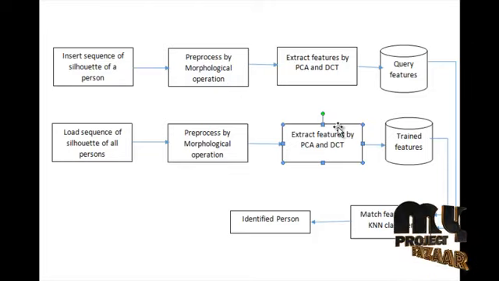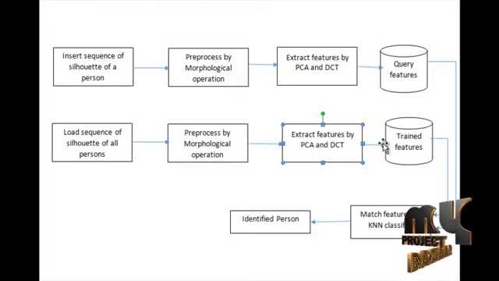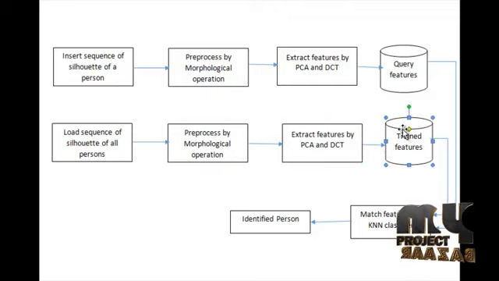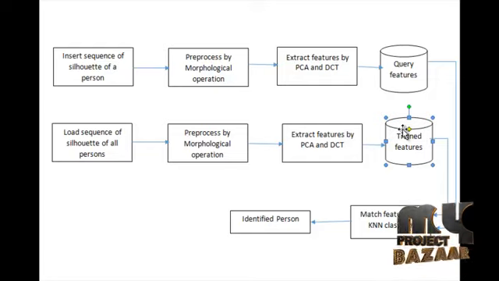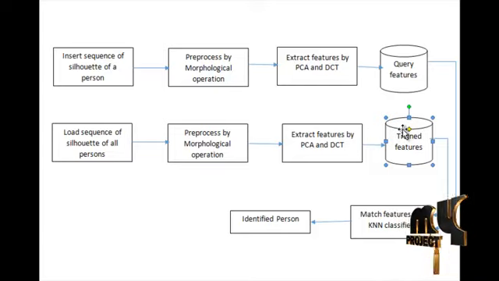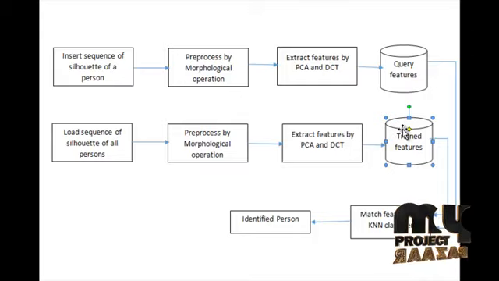These two features are fused, and the fused features are called trained features, because we extract the features from the human silhouettes of all the persons. Images of up to 2 to 3 persons are trained and stored in a table. The table in MATLAB is stored in the mat file format.